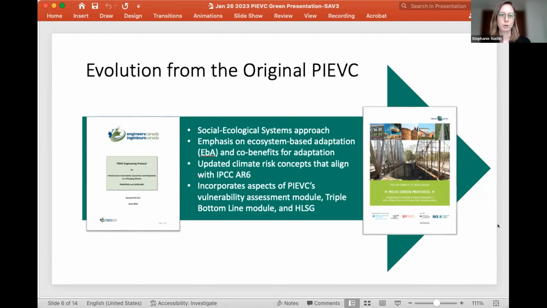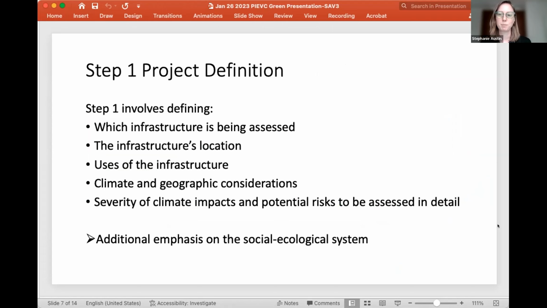So next, I'm going to go through briefly each of the main steps of the PIEVC protocol and talk about how these have changed from the original PIEVC protocol to the PIEVC Green Protocol.